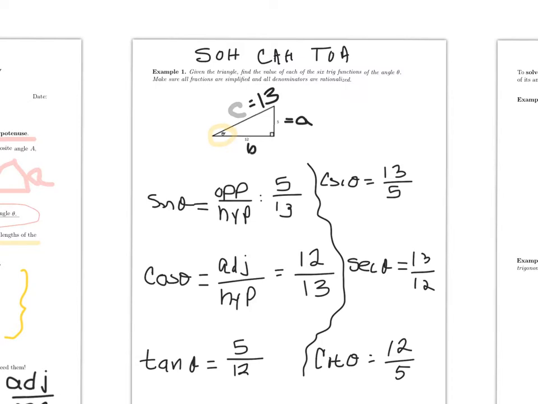So we've answered the question. We found sine, cosine, tangent, cosecant, secant, and cotangent. We found the 6 trig functions of this triangle.